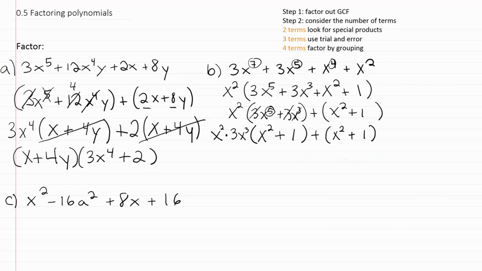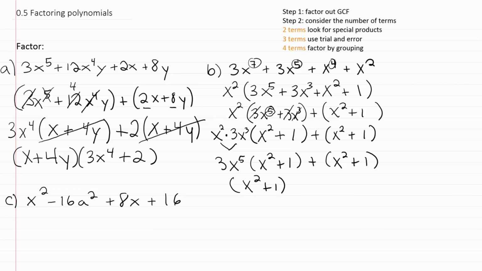Okay, before I do that, let me just clean up this. I can combine these, right? 3x to the third times x squared is going to give you 3x to the fifth, because you keep the base and add the exponents. And then I'll have my x squared plus 1 plus x squared plus 1. Now I can finish this up by factoring out an x squared plus 1 from both pieces.